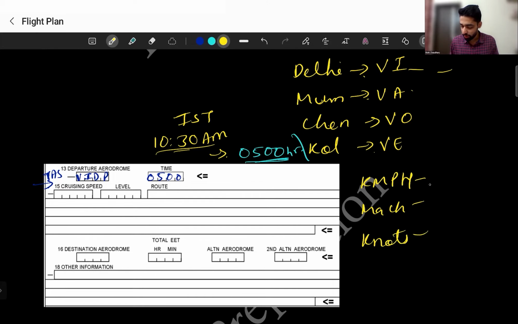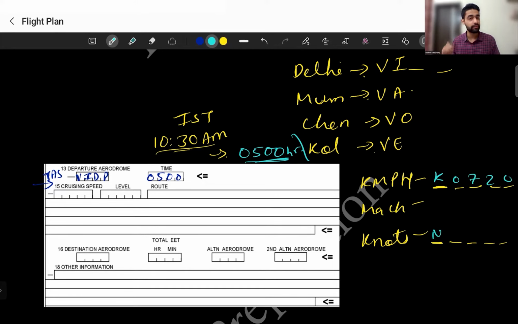So first I will talk about kilometers per hour. First you have to write the alphabet, the code which represents kilometers per hour, and then you write the speed in 4 digits. Whereas if you are writing in knots, again you write the alphabet which denotes knots, and then again 4 digits. So in kilometers per hour, if I want to write 720 kilometers per hour, I'll write the symbol K and then 0720. Whereas if I am writing in knots, it will be N and not K.